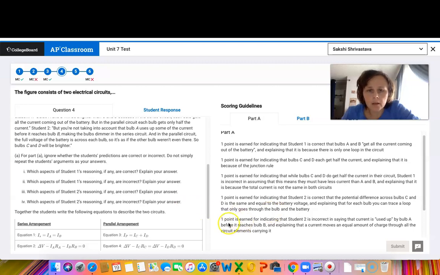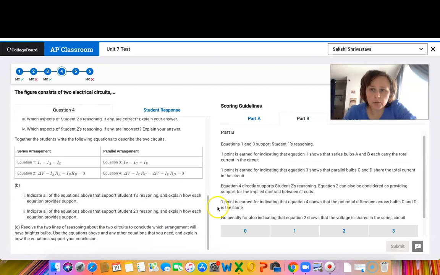Okay, and the final point number 5 is given for stating that student 2 is incorrect. It's saying that the current is used up by bulb A before it reaches bulb B, explaining that the current moves an equal amount of charge through all the circuit elements carrying it.